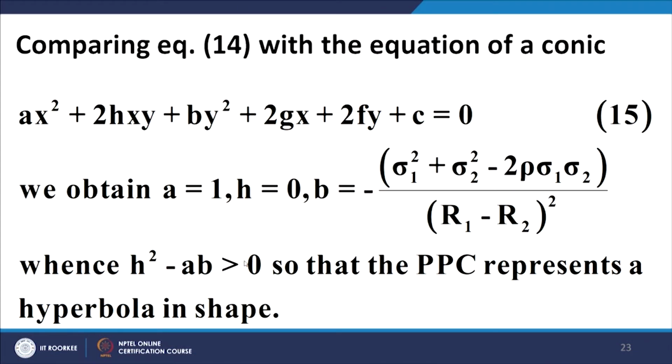Now, if you compare this equation, equation number 14, with the general equation of a conic which is given as equation number 15, we identify A as 1, we identify H as 0, and we identify B as this extended expression, and this gives us H square minus A B is greater than 0. What does that imply? That implies that the curve that we have obtained by eliminating x 1 and x 2 between the expressions for the expected return and the standard deviation, is a hyperbola.